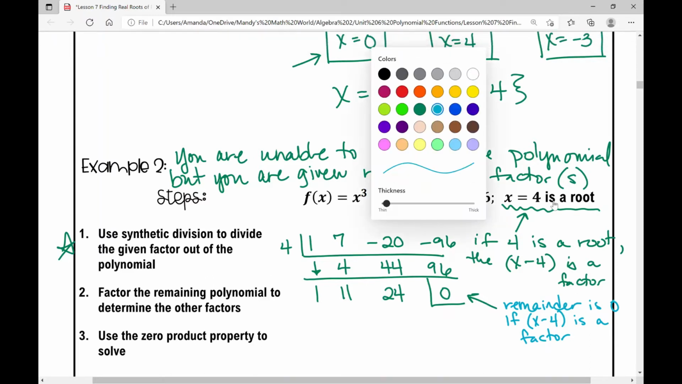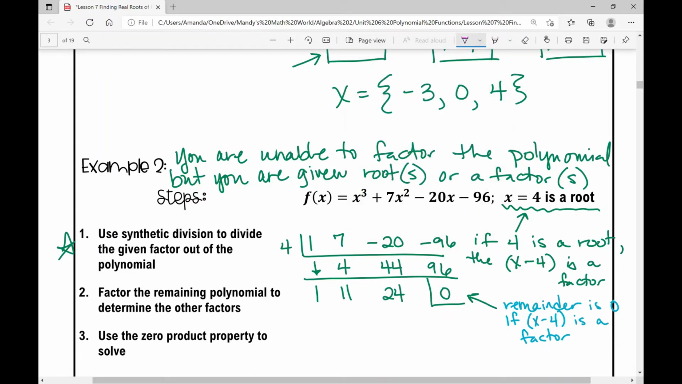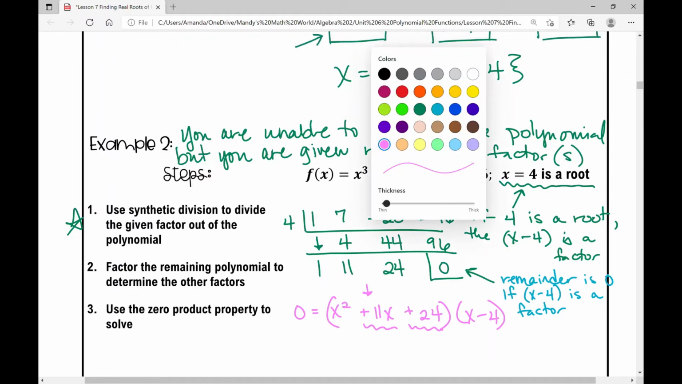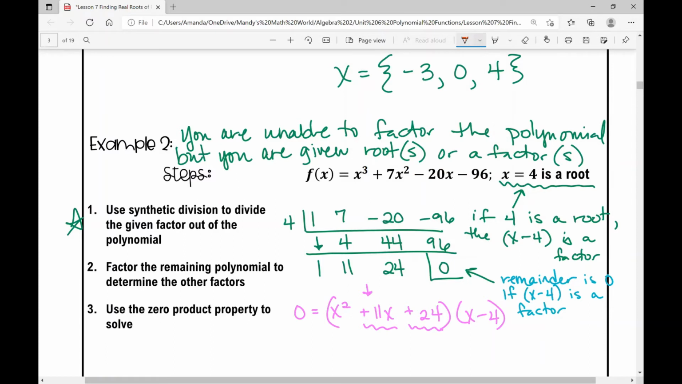So now let's write this out. What are we left with? Well, we're left with this equation right here: x squared plus 11x plus 24. I've set that equal to 0, and I know x minus 4 is a factor already, so I've already factored out that particular factor. But I've got this remaining trinomial that I can actually factor. I need two numbers that multiply to 24 and add to 11. What are those numbers? 8 and 3.